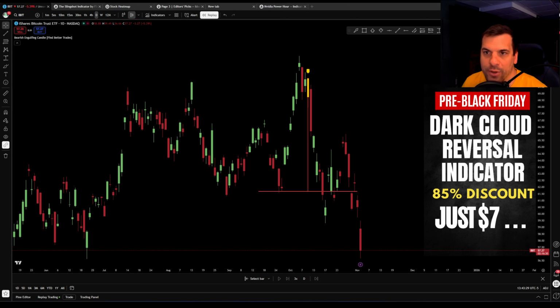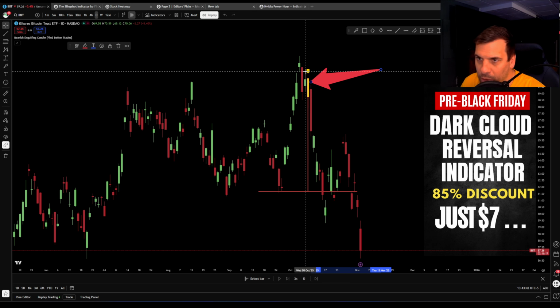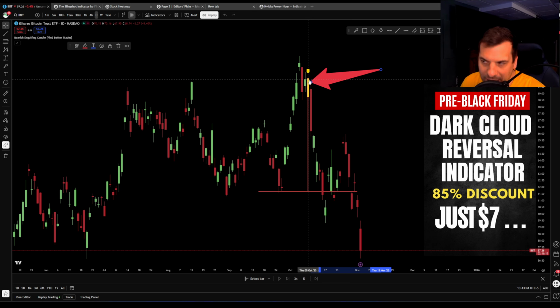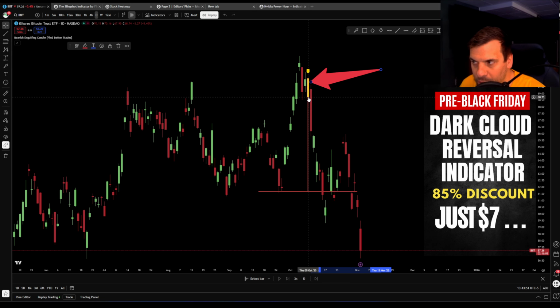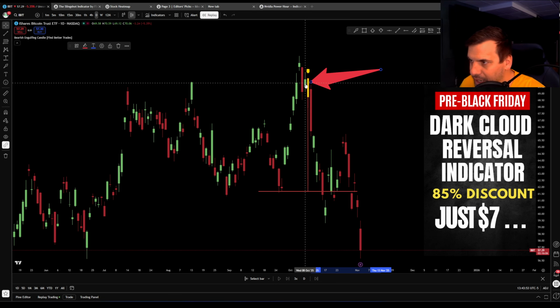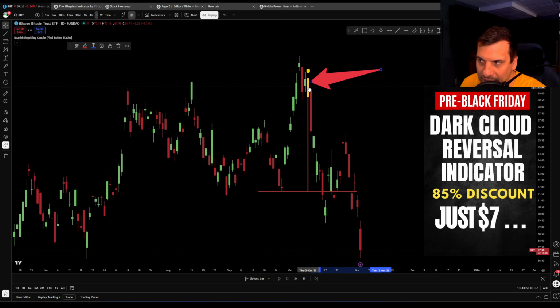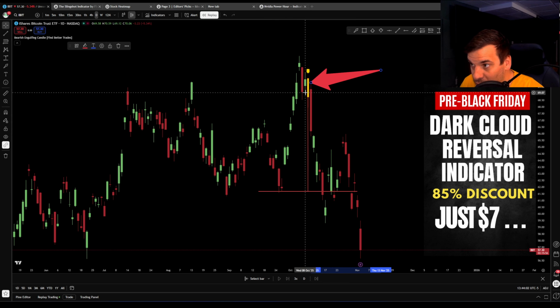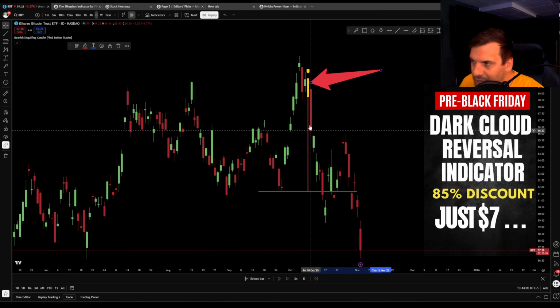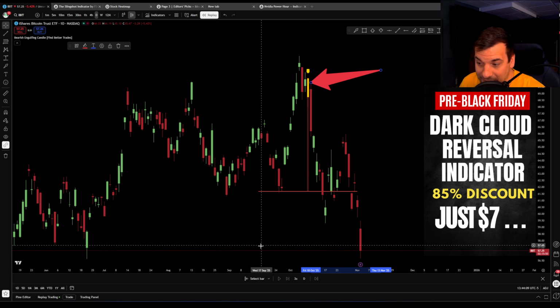What is the dark cloud reversal indicator? You'll see it come up right here. So you see this yellow candle, you get an alert right there. Basically, it is a bearish candlestick pattern. As soon as it forms and closes below at the top, you get the signal, and it'll have a target line that'll be printed. So this was the target line right here, and that is pretty much the trade. That is kind of the idea.